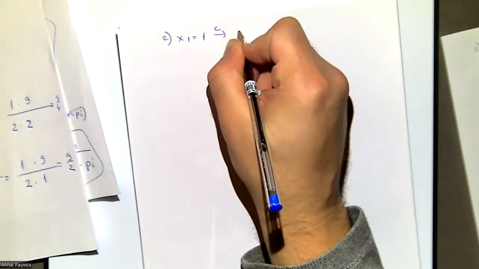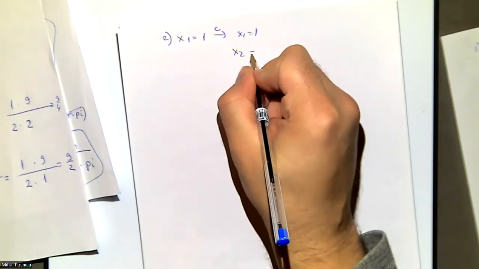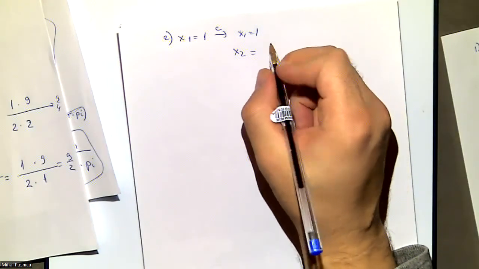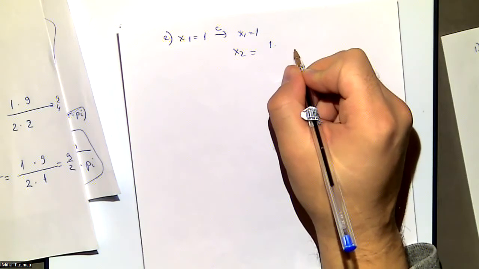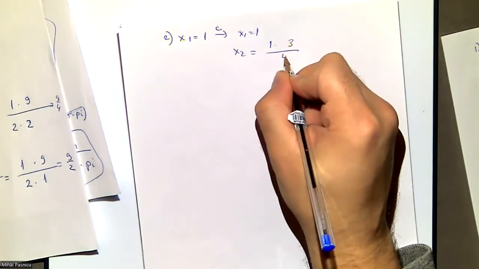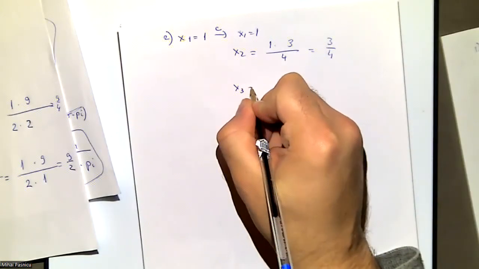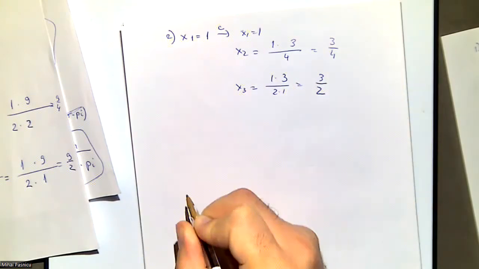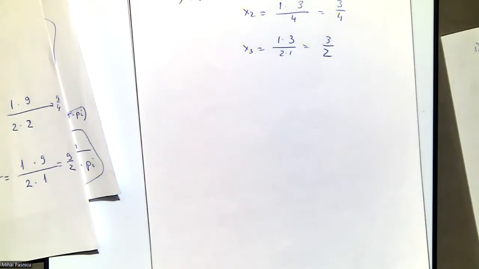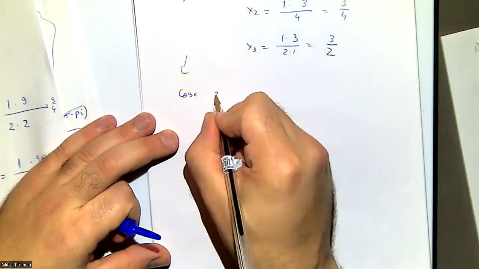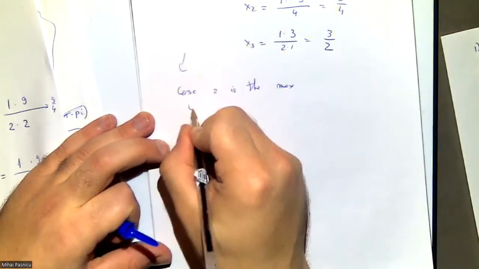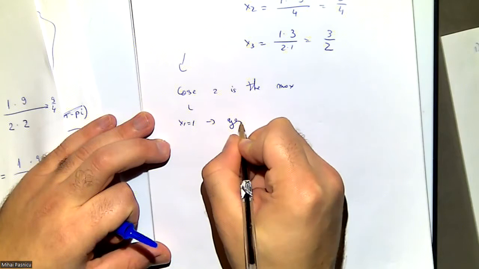So it means that using point C, I get x1 is equal to 1, x2 is equal to 1 times 3 over 4, and x3 is 1 times 3 over 2, this is 3 over 2. I'm just copying off my other page, so I'm not doing anything smart. Obviously this is the maximal bundle, well, it's the only one. So case 2 is the max. Is the constraint binding? Case 2 corresponds to x1 is equal to 1, so yes, binding.